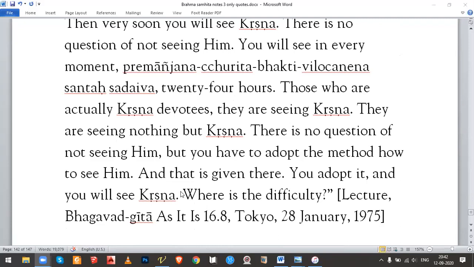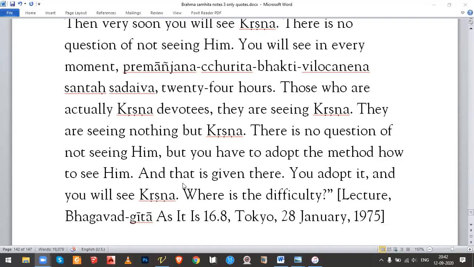So he is assuring us that you stick to the process. You stick to the hearing, chanting, sadhana, serve, absorb the mind, endeavor. And then we follow all the processes of bhakti. Upadeshamrita is there describing, Bhakti Rasamrita Sindhu is there describing, Guru is there guiding us. So the result will be there. No question of not seeing. Krishna will reveal himself because he will be pleased with his devotees.